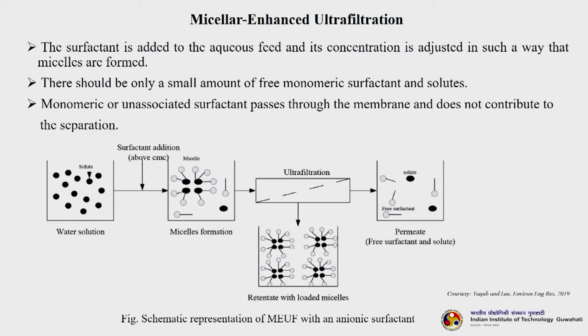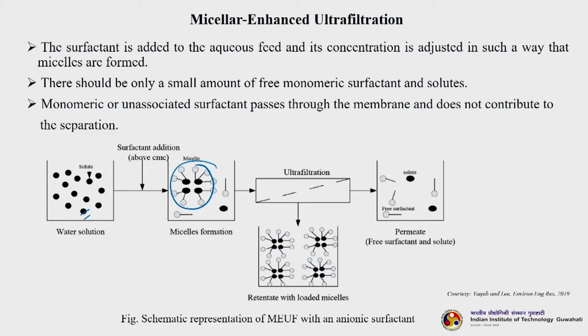So, surfactant is added to the aqueous feed and its concentration is adjusted in such a way that micelles are formed. That means you have to add it beyond its CMC. So, there should be only a small amount of free monomeric surfactant and as little free solute as possible. Monomeric or unassociated surfactant passes through the membrane and does not contribute to the separation. Here is the water solution, and these black things are the solutes which we want to separate. Then I add surfactant here beyond CMC. Now they form the micelles. This is micelle formation and the solute binding to the micelles.